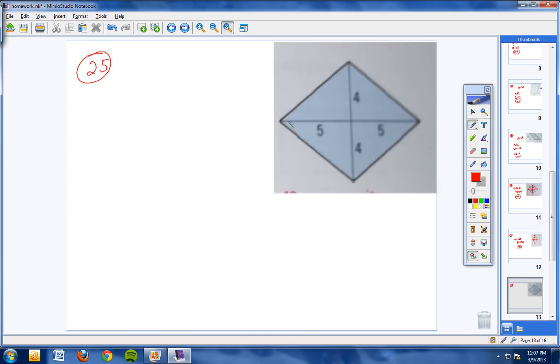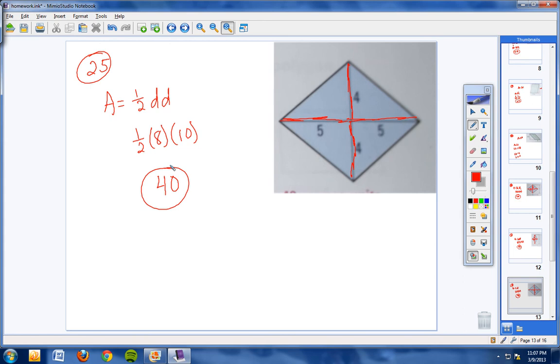All right, number 25. Now, if the length from here to here is 5 and here to here is 5, then we know the whole diagonal is going to be 10. And if the length from here to here is 4 and here to here is 4, the whole length is going to be 8. So how do you find the area of a rhombus? Well, it's 1/2 d times d, so 1/2 times 8 times 10, because one whole diagonal is 8 and the other whole diagonal is 10, and you should get 40 square units.